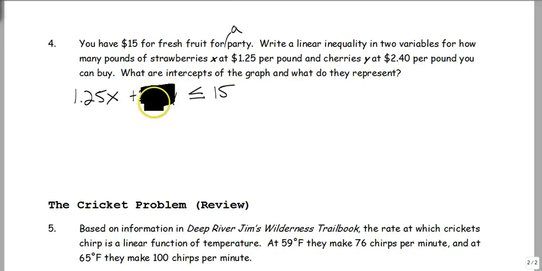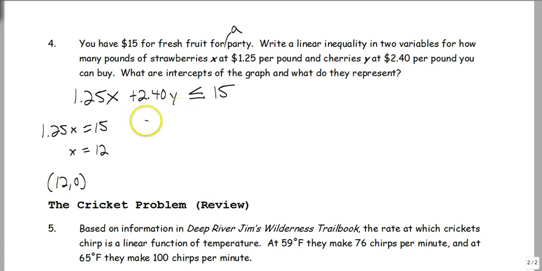So if I plug a 0 in for this, I get 1.25x is equal to 15, x is equal to 12 when you divide that. So one of my points is 12, 0. The other thing I can do is cover up the 1.25x and say 2.40y is equal to 15. And then solve for that, and you get y is 6.25. So 0, 6.25.